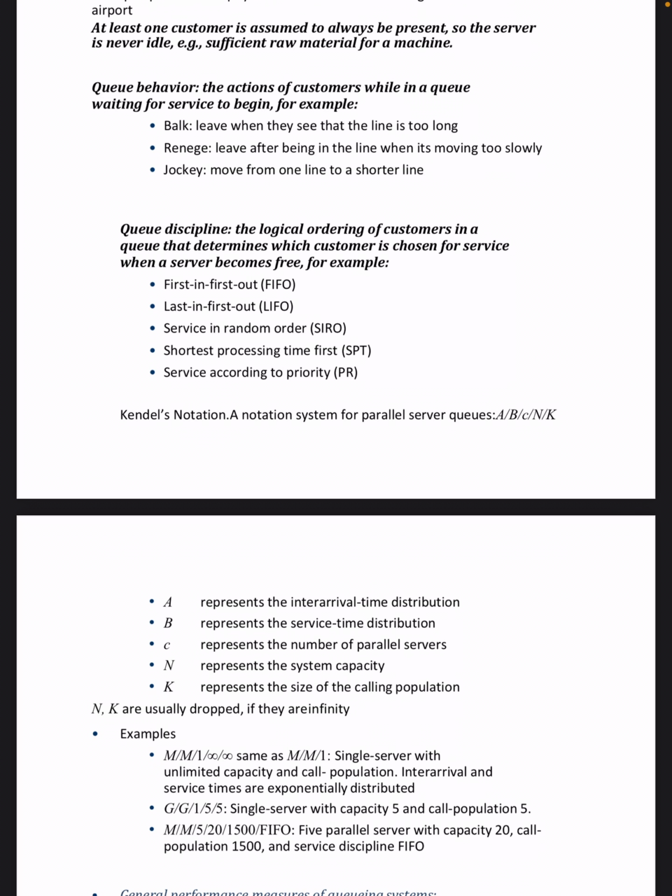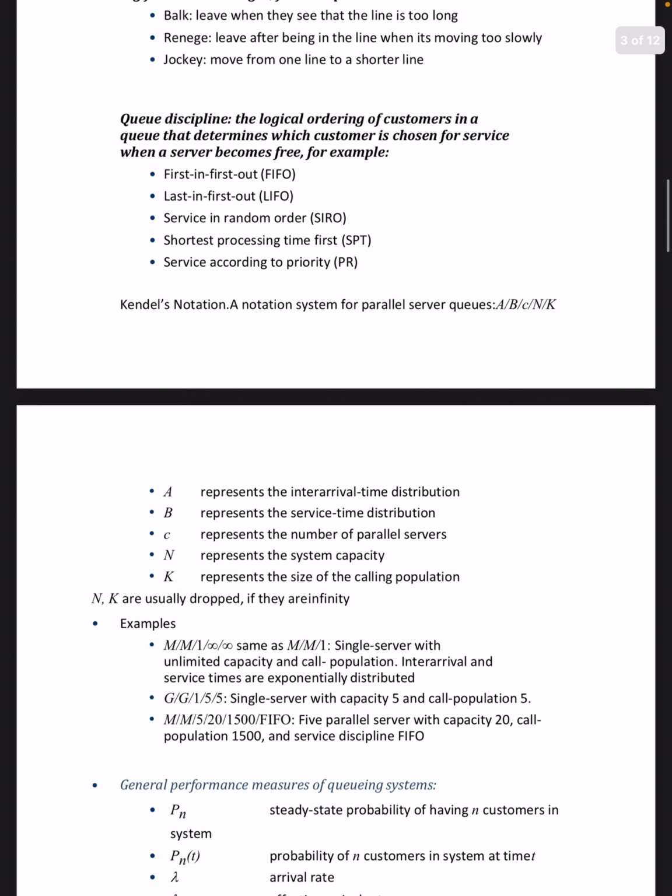And we have Kendall's notation: A/B/c/N/K. A represents the inter-arrival time distribution. B represents the service time distribution. c represents the number of parallel servers. N represents the system capacity. K represents the size of the calling population. N and K are usually dropped if they are infinite. Examples: M/M/1/infinity, G/G/1/5/5, M/M/5/20/1500 and so on. All of these are examples.